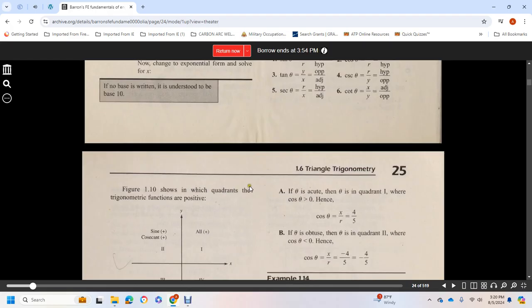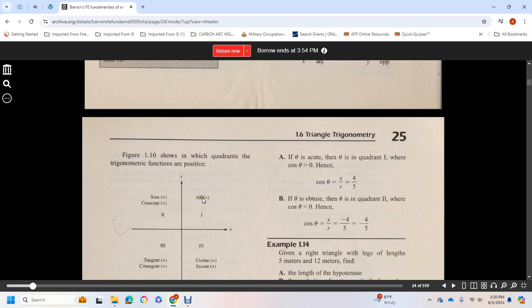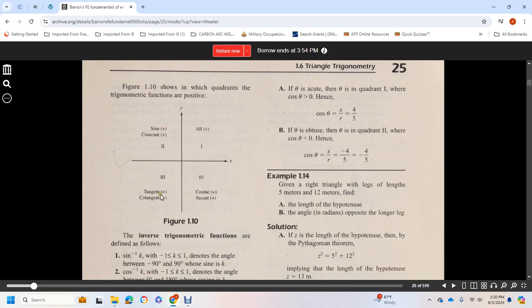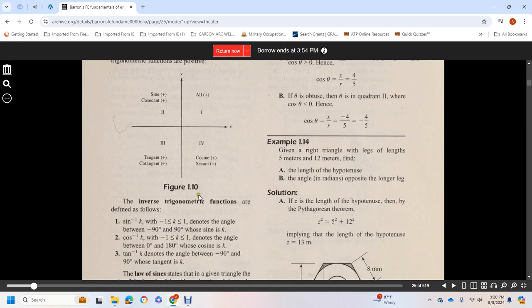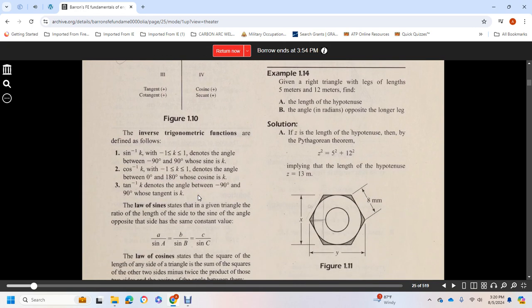Figure 1.10 shows the quadrants and trigonometric functions. In quadrant 1, all are positive. In quadrant 2, sine and cosecant are positive. In quadrant 3, tangent and cotangent are positive. In quadrant 4, cosine and secant are positive. The inverse trigonometric functions are defined as follows.